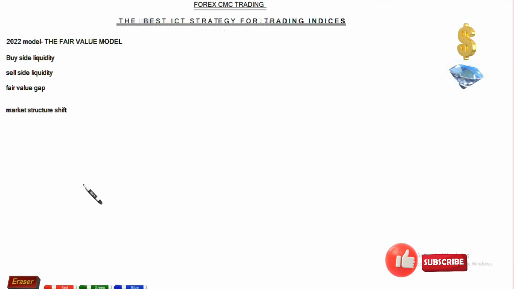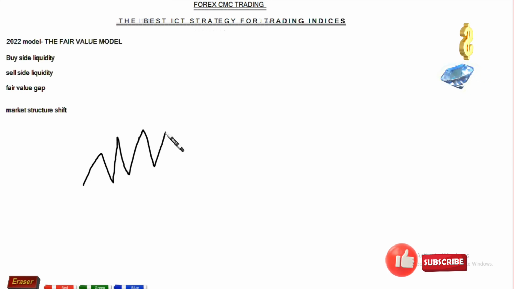Now let's say you have a structure like this, market structure. Let's assume you have market structure like this. Now above here are liquidity, then below here too are liquidity. The liquidity that is present above here is the buy side liquidity, and the liquidity that is below here is sell side liquidity.